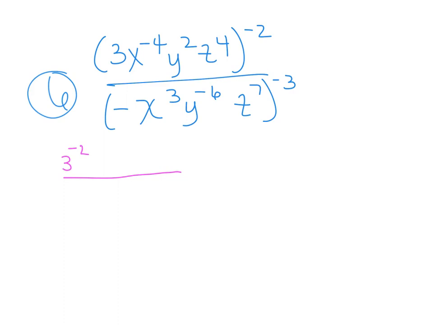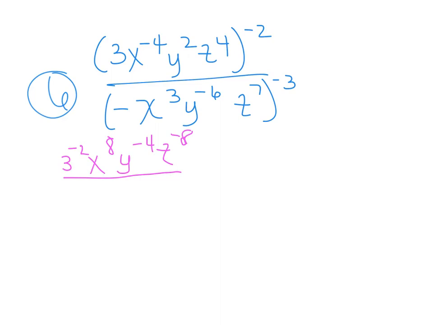X to the negative 4th to the negative 2nd. That's going to give me x to the 8th. Y to the 2nd to the negative 2nd. That's going to give me y to the negative 4th. Z to the 4th to the negative 2nd. It's going to give me z to the negative 8th.